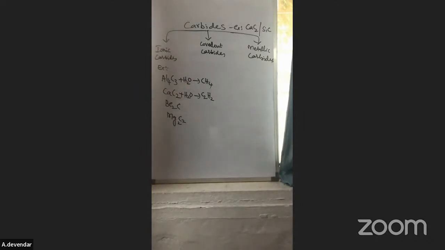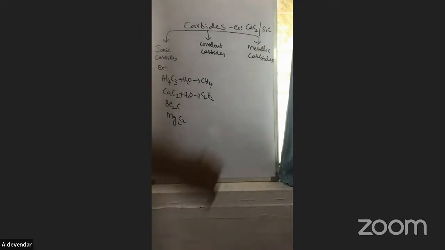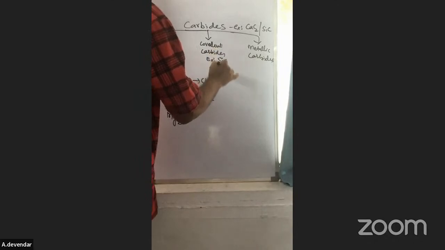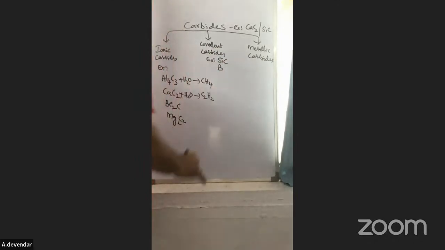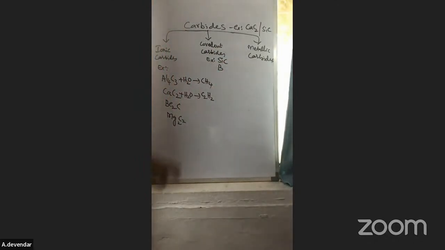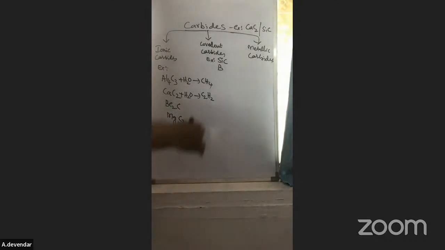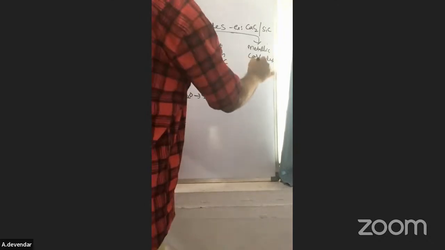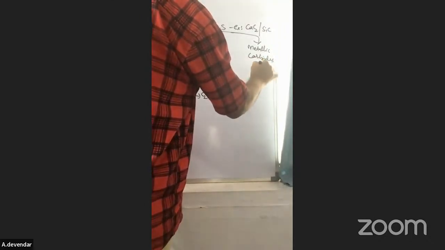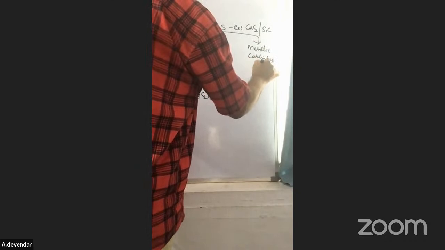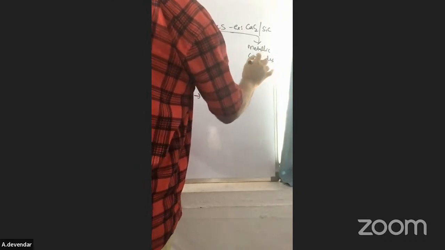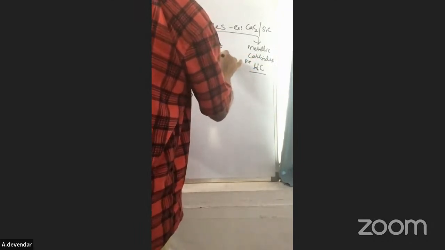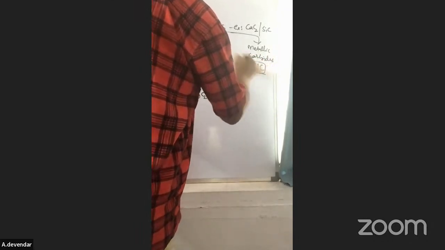Coming to the covalent carbides, an example is silicon carbide. Boron carbide is also there, B4C3. And the metallic carbide is wolframite, tungsten carbide. The example of a metallic carbide is wolframite. These are examples of carbides.